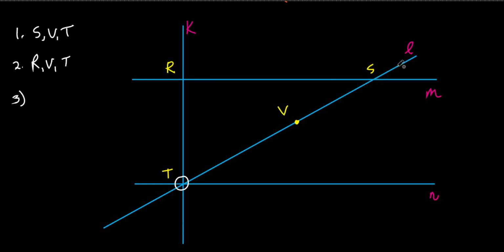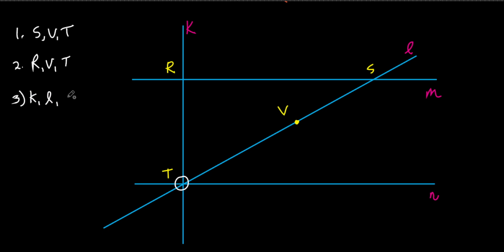Now, you could say L and M are concurrent, couldn't you? Because L and M do intersect here. But the question says, give me 3. Give me 3 lines that are concurrent. Those are the only 3, right? This one, which is K, this one, which is L, and this one, which is N. So I'm going to put K, L, and N.